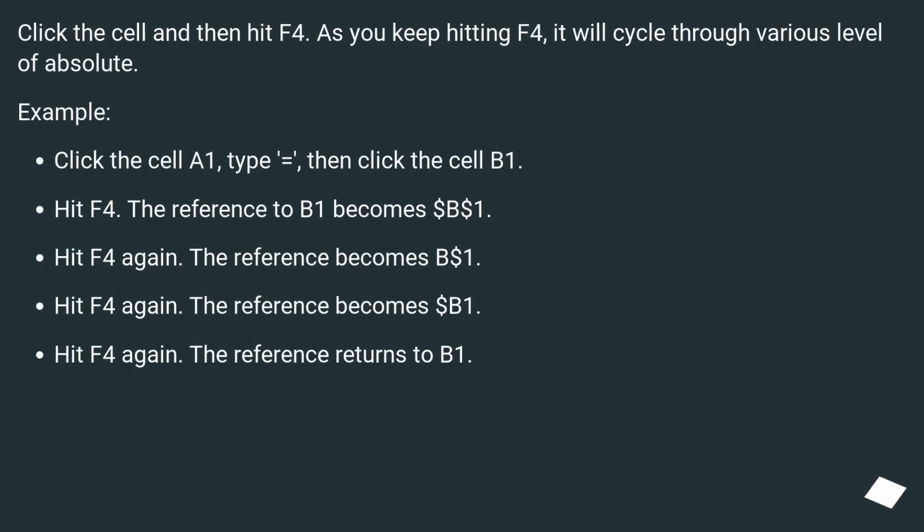Click the cell and then hit F4. As you keep hitting F4, it will cycle through various levels of absolute. Example. Click the cell A1, type equals, then click the cell B1. Hit F4. The reference to B1 becomes $B$1.